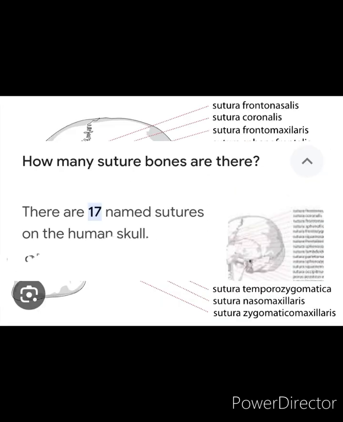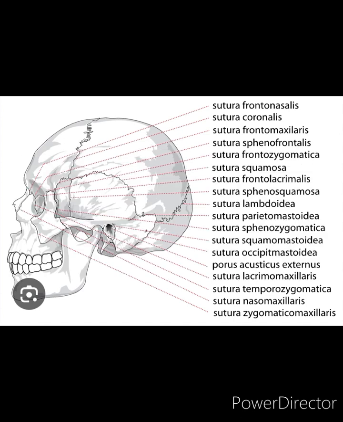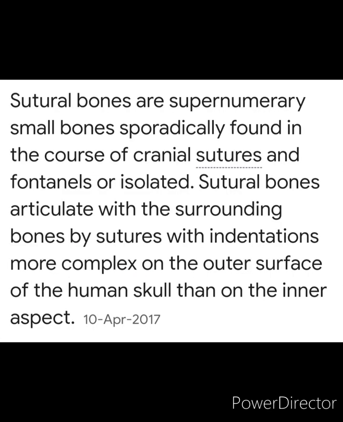Here it's a different story. Wherever there are sutures, near the sutures we see them, and totally we have 17 sutural bones. You can see from fronto nasalis and onwards. So sutural bones are also supernumerary. These are supernumerary small bones.